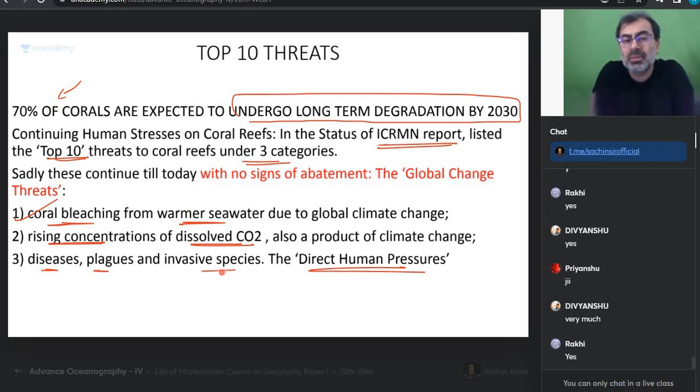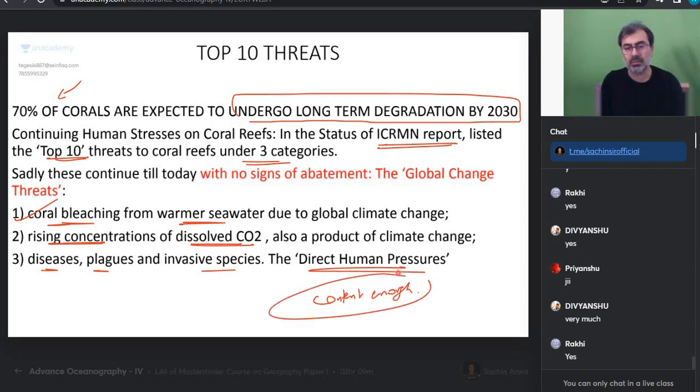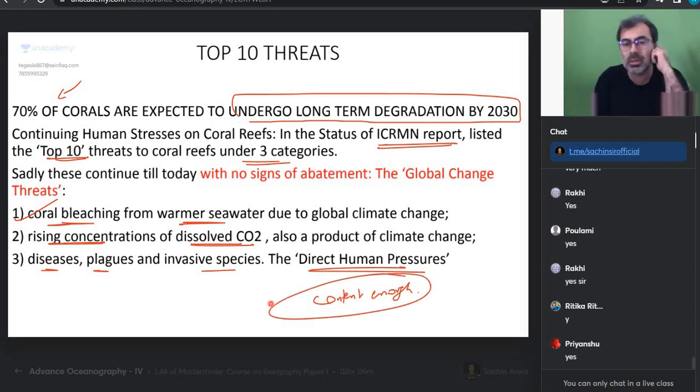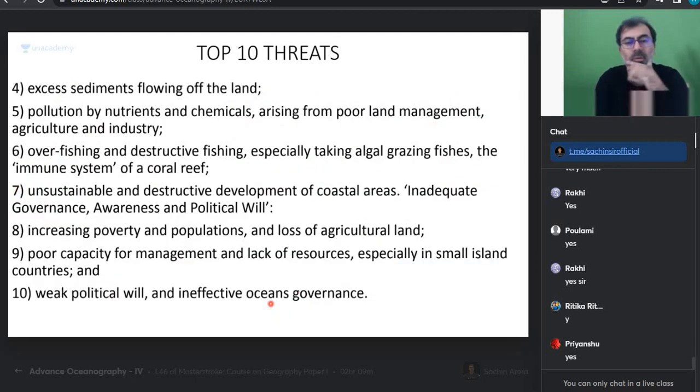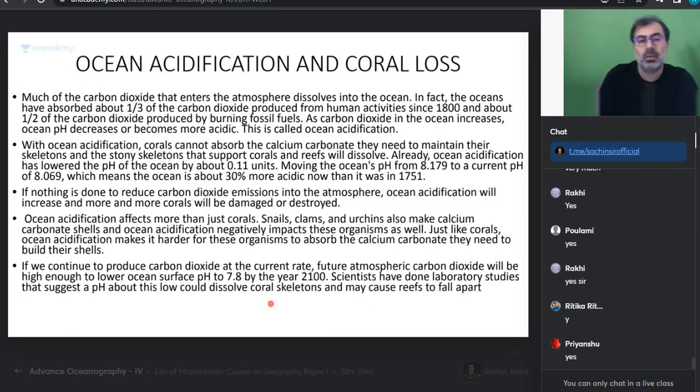Is everyone okay? Do you have sufficient substance? I want to tell you that you don't need more substance beyond this. Is the content enough? Now you know what this was. The only thing is that the report was not known. I think I have written GCRMN, theirs would be ICRMN. Mine is Global Coral Reef Monitoring, theirs would be International Coral Reef Monitoring. Anyway, excess of sediments, pollutants, overfishing, unsustainable destructive development of the coastal areas, increasing poverty, poor capacity for management, and weak political will. All these.